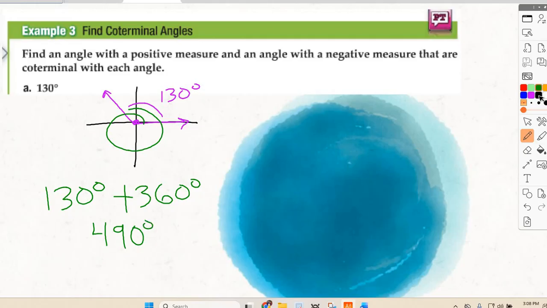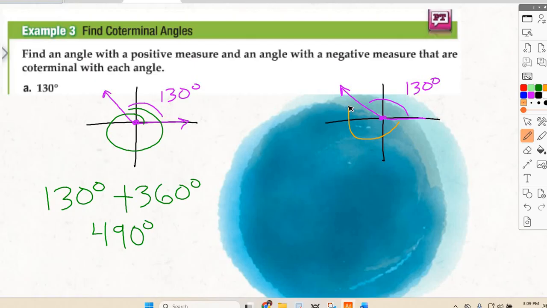Now, let's say, instead, so this is still my 130. How would we get our negative angle? We go clockwise instead. Alright, how would I find that? 360 minus 130. You sure? What is 360 minus 130?